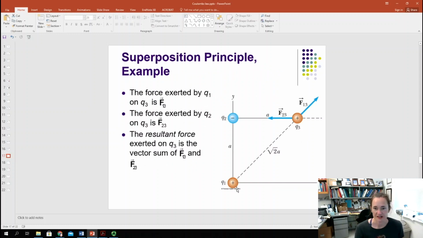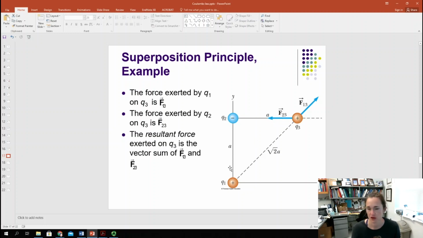So pictured here, let's say that you want to know what the net force is on charge 3 from charges 1 and 2. What you'd have to do is first draw yourself a picture with arrows included to show the direction of the force vectors from charge 1 and charge 2 on charge 3. Here, charge 3 is positive, and it would be attracted to that negative charge 2.